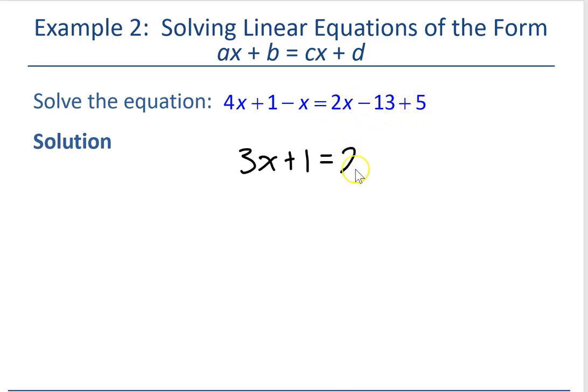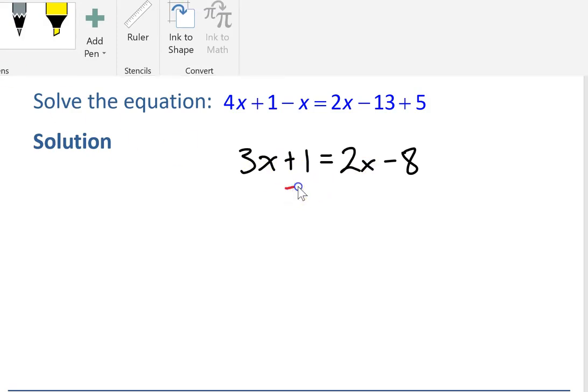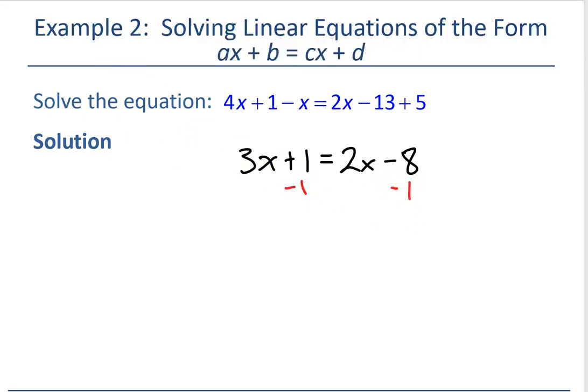Notice the 2x is fine. Then we've got this negative 13 plus 5, so that's going to give us a negative 8. All right, so now we've got this in this form, so let's start getting everything over. I'm going to take the 1 and subtract it off both sides here. That leaves me with 3x equals 2x. Well, negative 8 minus 1 is going to give me a minus 9.